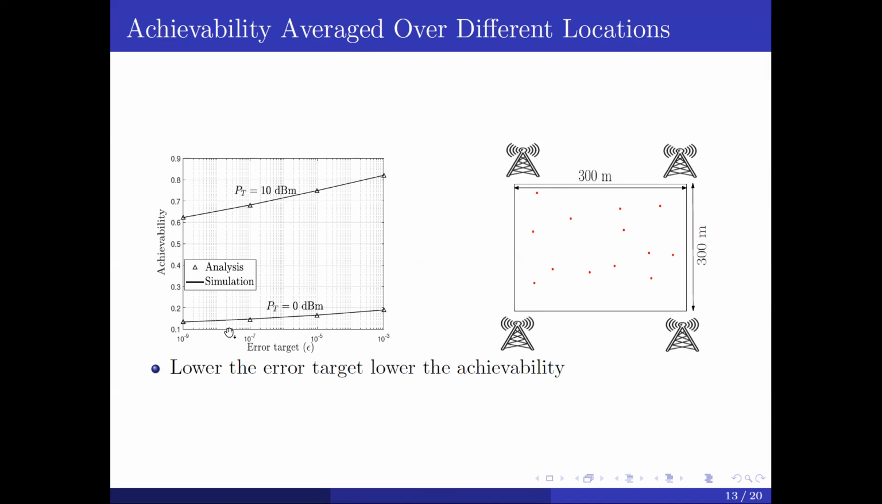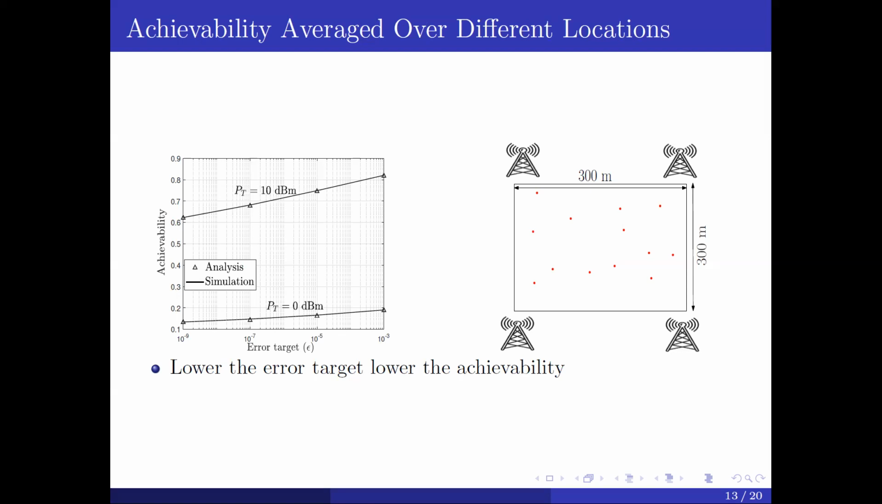We can see as the error target gets reduced or becomes lower, the achievability is also lower. This is because for lower error targets, the SNR required to meet those error targets is higher. So as the error target decreases, the SNR required to meet this error target increases. Therefore, that lowers the achievability. We plotted for 2 different transmit powers. We plotted both analysis and simulation. So now we have seen this achievability.